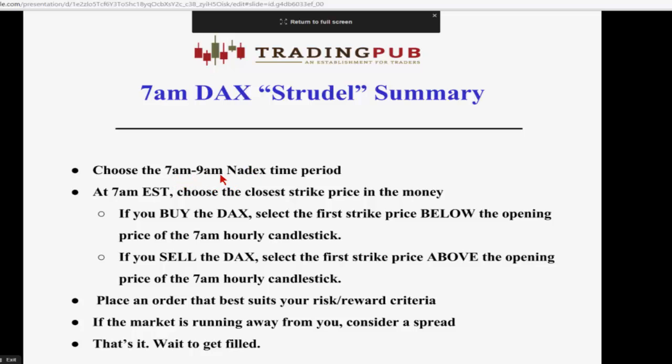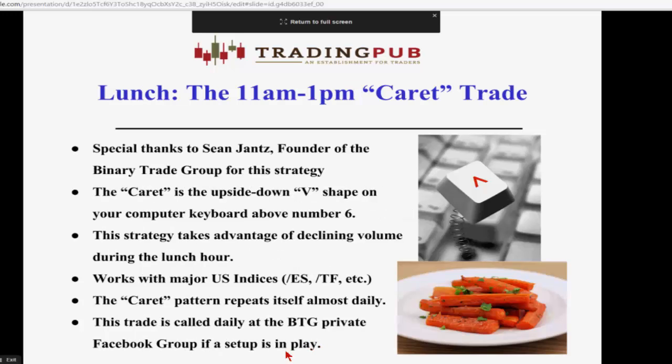In summary, with this strategy in Nadex, you choose a 7 a.m. to 9 a.m. time period. And if you're going to buy it, you buy it from the first strike price below the 7 a.m. hourly candlestick. If you're going to sell it, you're going to sell above the opening price, 7 a.m. hourly candlestick. And place an order that best suits your risk-reward criteria. And if the market is running away from you, consider placing a spread versus a binary trade. And that's pretty much it. Wait for your order to get filled. So that is the morning strudel trade.